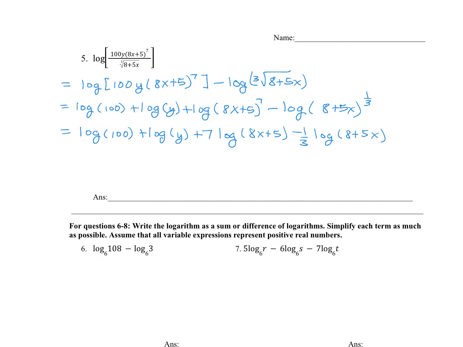And we're almost done, except that first term is actually just the number 2 because the log of 100 is 2, because 10 squared is 100. So that's just a 2. So our final answer is 2 plus the log of y plus 7 log of (8x plus 5) minus 1/3 log of (8 plus 5x). And again, that log is completely simplified down. We can't go any further with this simplification.